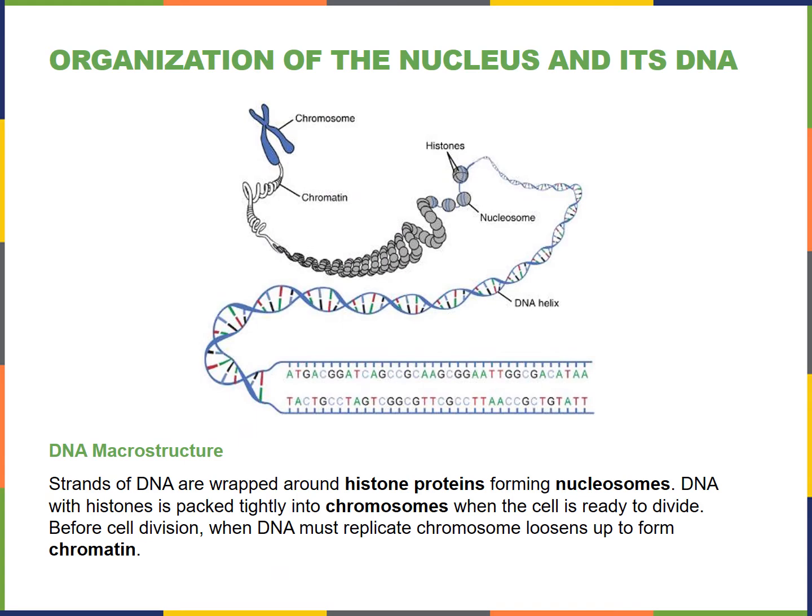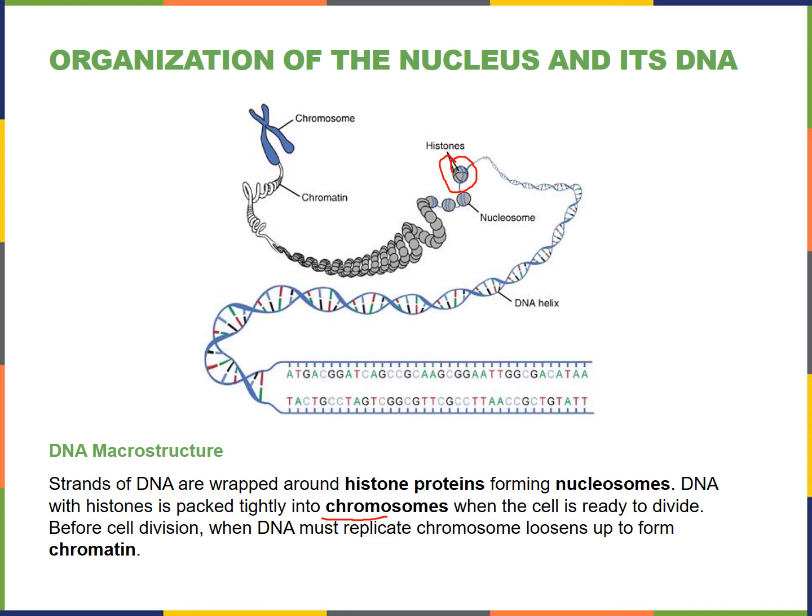DNA macrostructures. Strands of DNA are wrapped around histone proteins. This is a histone protein at the top here. We just use the pen. So this is a histone protein here, forming nucleosomes. DNA with histones is packed tightly into chromosomes.